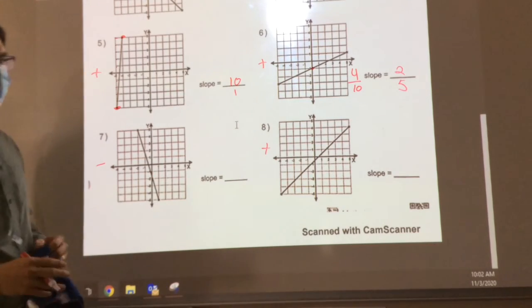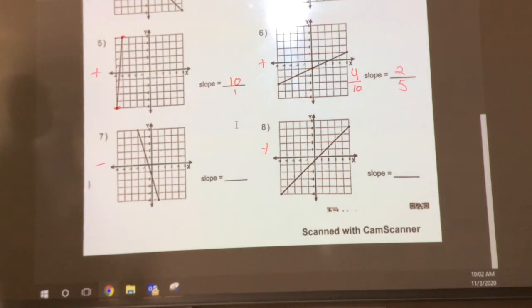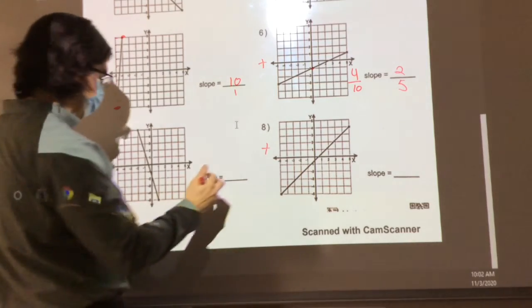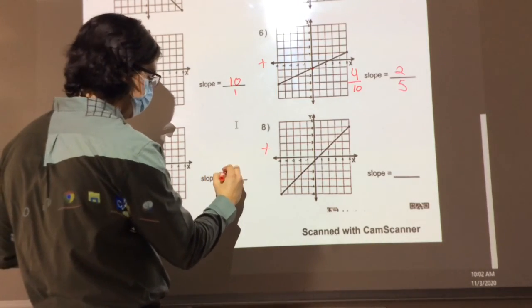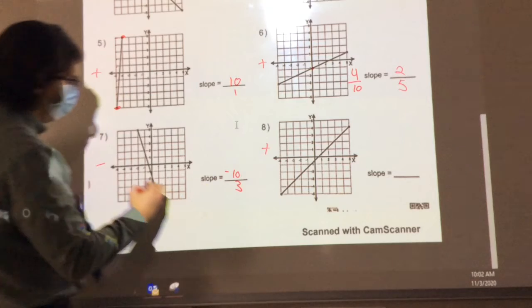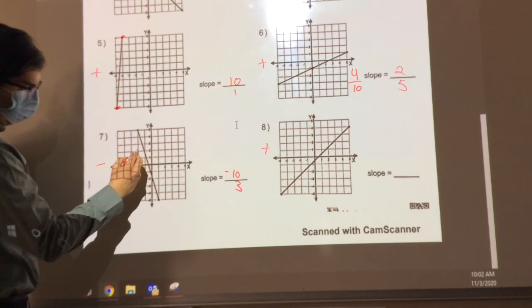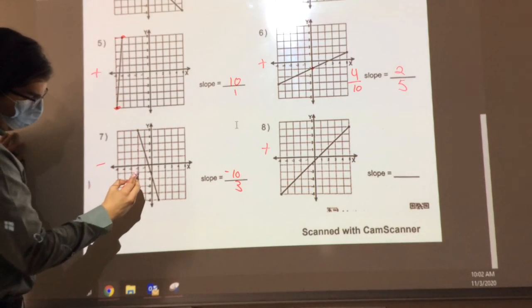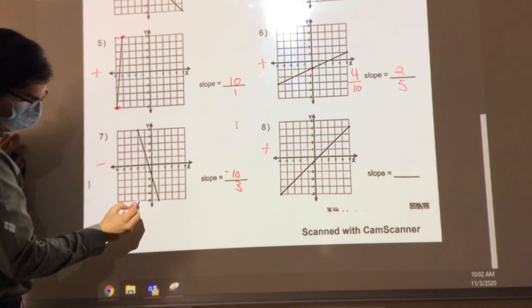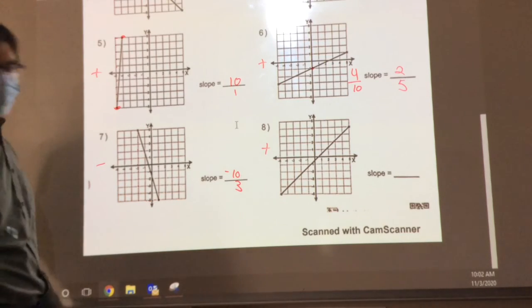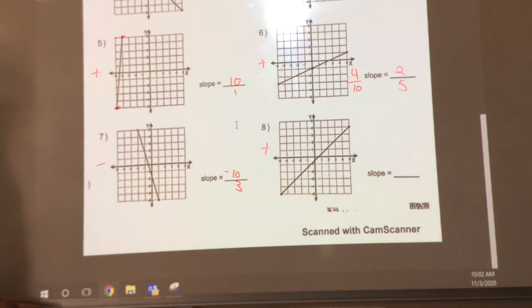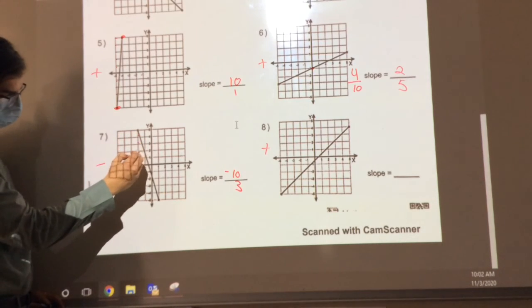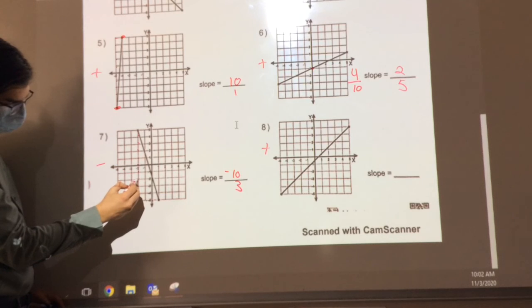Anybody got a slope for me on 7? Anthony, what'd you get? -10/3. I don't know. Let's find out. 1, 2, 3, 4, 5, 6, 7, 8, 9, 10, 1, 2, 3. I'll take it. Yes, Josh. -7/2. 1, 2, 3, 4, 5, 6, 7.